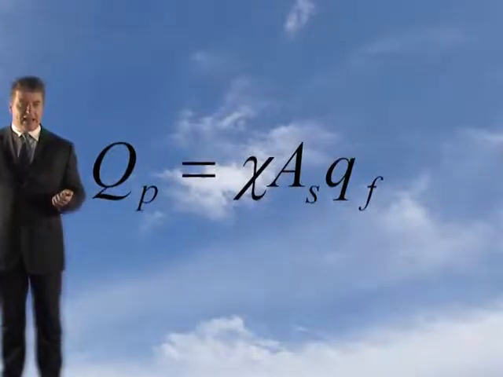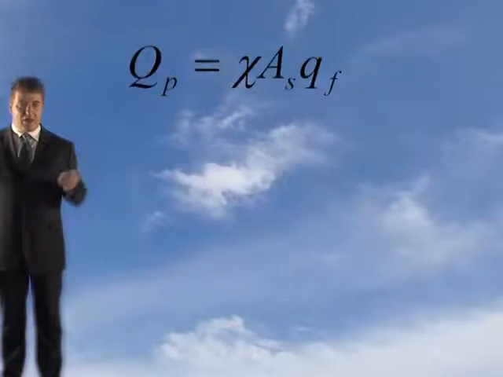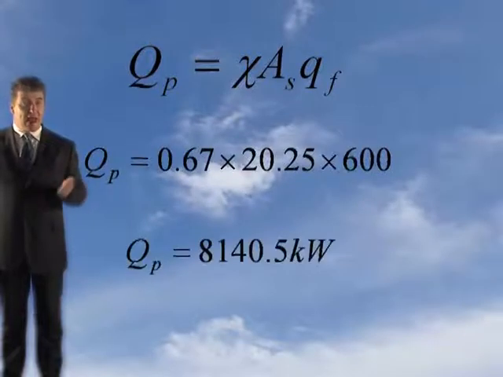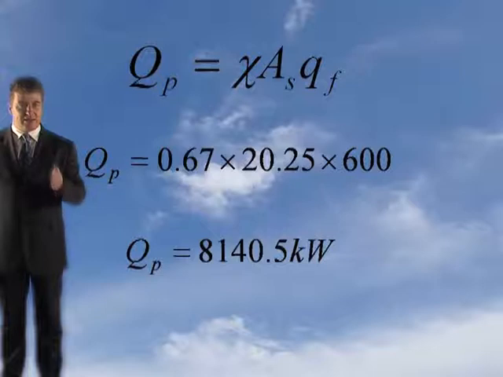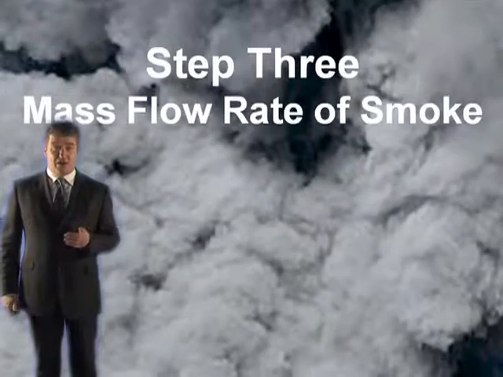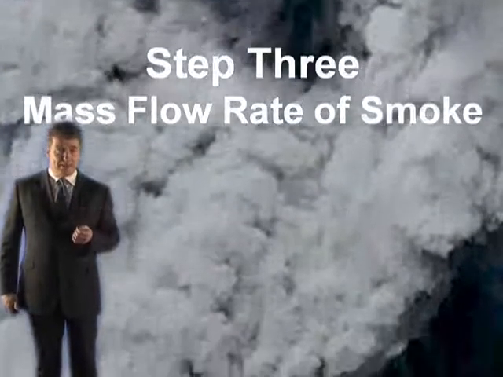QP equals Chi times AS times QF. Put your known variables in there, we give you all the data. You should have got a QP of 8140.5 kilowatts. That is the convective heat release rate to apply in this calculation. So we've got the design fire size. Now let's determine the mass flow rate of smoke using step 3.